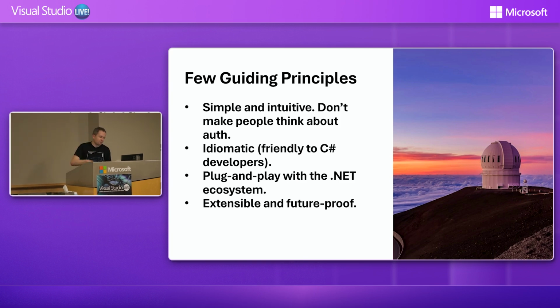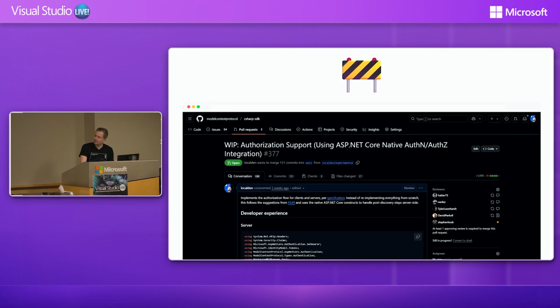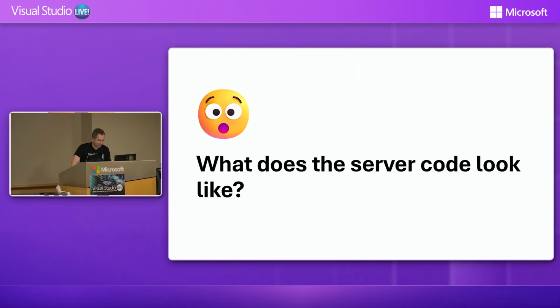We also want to make sure that it's plug and play with the .NET ecosystem. If you're building ASP.NET Core applications, things will just work. If you're building applications for Windows, things will just work. And if you're building applications that are cross-platform, things will just work as well. Back in the day, which is only maybe a few months back, we had a pull request that introduced support for authorization for MCP with the C# SDK. So what does the code actually look like?